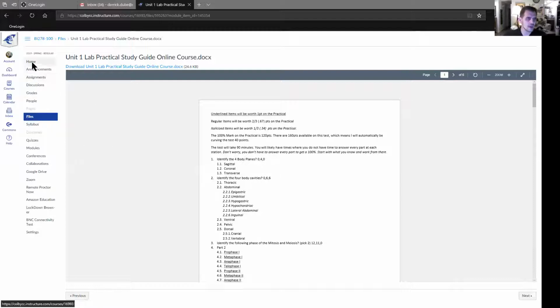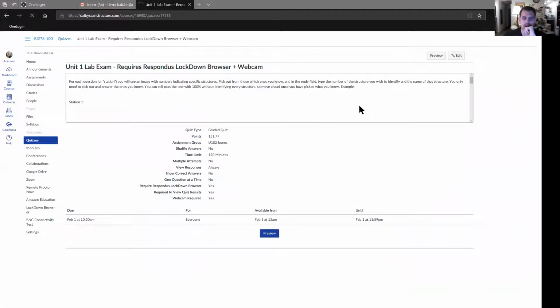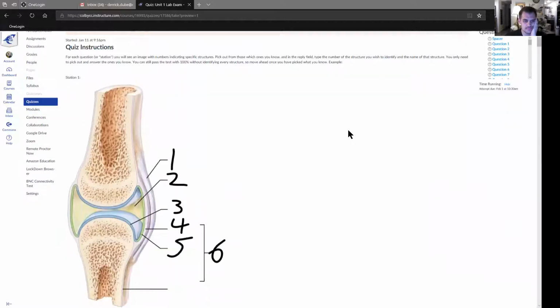Talking a little bit about how the tests work. I'm going to go ahead and, believe it or not, pull up the first lab practical. You might wonder why I would even do that, and it's because of the way I write them. So let's go ahead and preview right here, and you'll see why I do this.